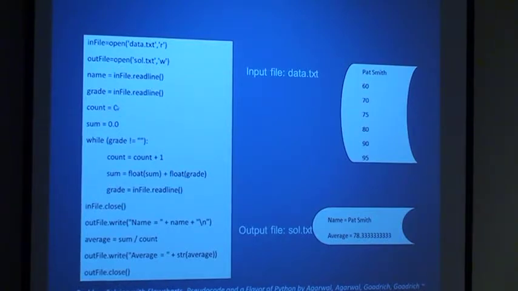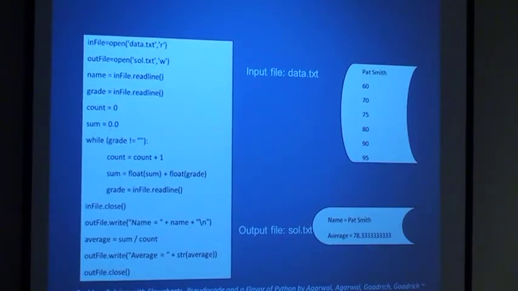Actually, we could have initialized to 1, but it all works out. Sum is 0, because we're going to add float of grade to it. I don't need float of sum. Accidentally it's there, because we initialize it to a real number anyway, so we don't need it. But if it's there, it doesn't hurt anything. Then read the next grade and keep going till there are no more grades, right?